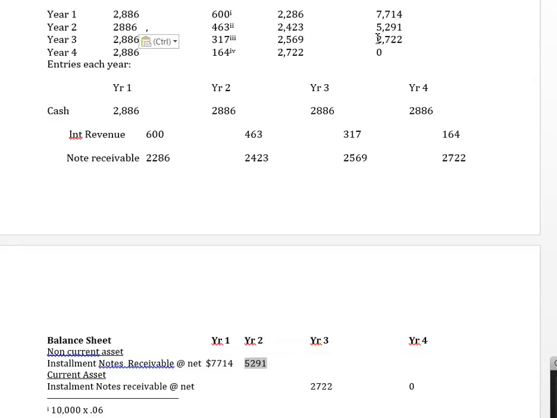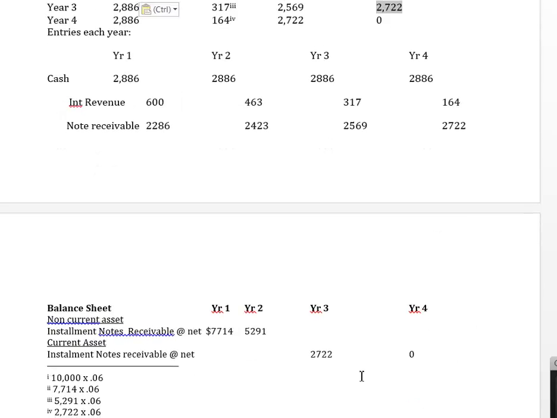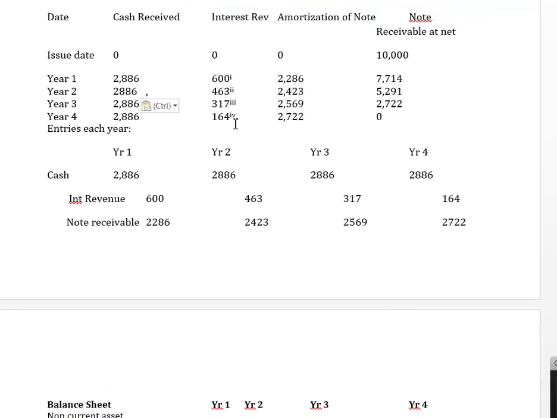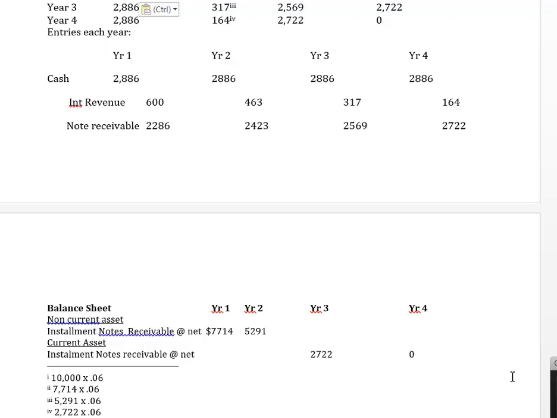Notice now when we get to the end of year 3, your note is sitting at 2722 net, but don't forget at the end of year 3, year 4 is the end of the note, so now we've reclassified it to a current asset of 2722, and then with the last payment of 2886 that we get, you'll notice that 2722 of it is paying down the balance of the note. So at the end of year 4, you wouldn't have a note receivable.